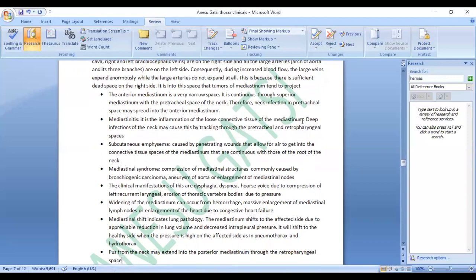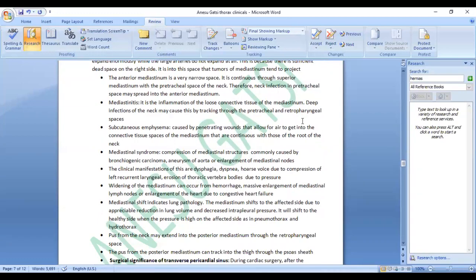Then you may also have what is known as a mediastinal shift, but a mediastinal shift more commonly indicates lung pathology. So the mediastinum will shift to the affected side due to appreciable reduction in lung volume and a decrease in intrapleural pressure. But if this pathology is caused by a pneumothorax or hydrothorax, so you actually have an increase in intrapleural pressure on that affected side, the mediastinum will shift to the healthy side. So you should take note of that mediastinal shift in different conditions.